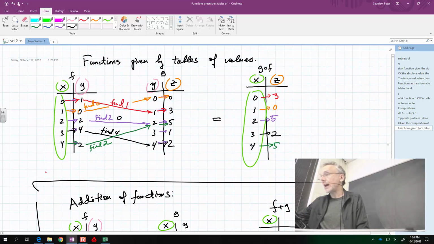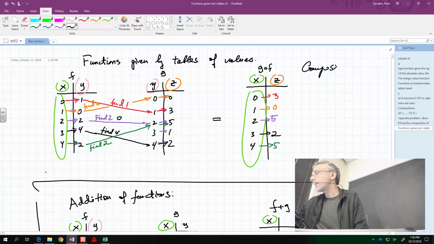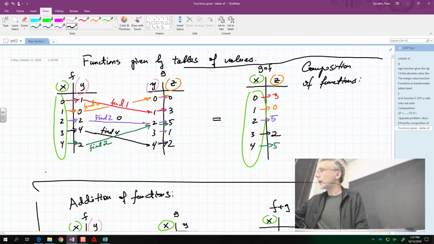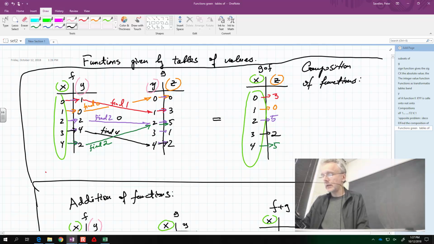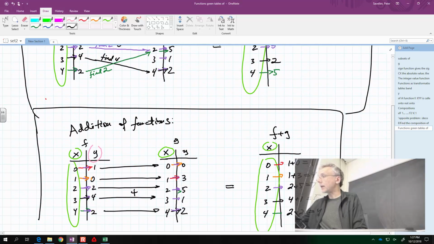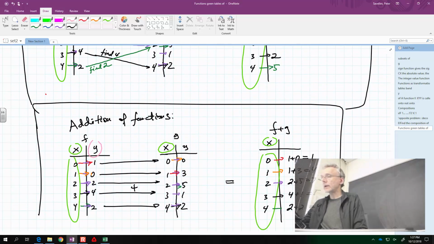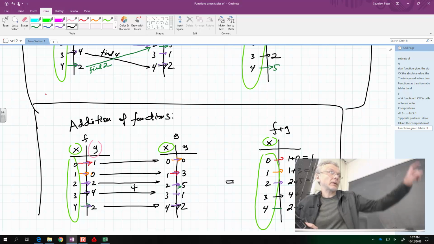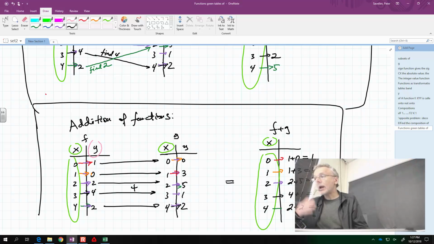Compare and contrast, if you like. Well, that's how we would code. So a composition of functions. If you just put these two side by side, how you add and compose functions that are given by tables, that's how different it is. Adding, you probably can do it easily with a spreadsheet. You enter the data and then you enter this little formula that adds the output of the two functions together.